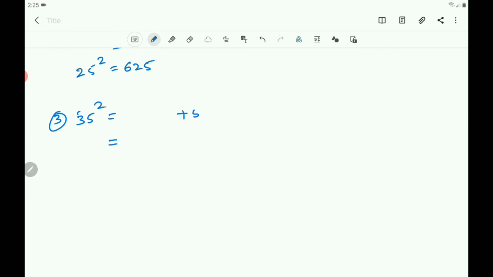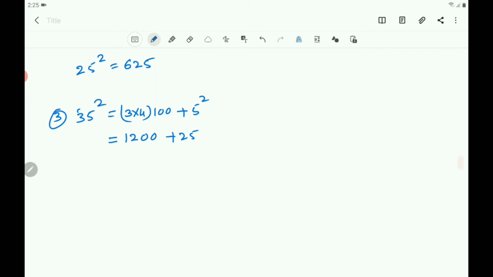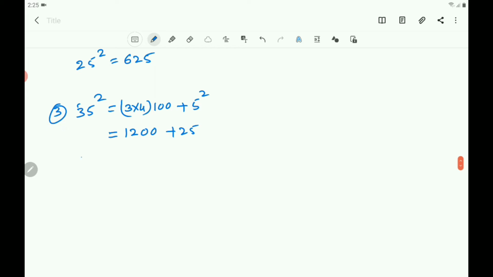That is 5 square here. And 3 into the next number is 4 into 100. Then 3 4s are 12, and 12 into 100 is 1200. That is 1200 plus 5 square, which is 25. The sum of these two is 1225, so 35 square equals 1225.